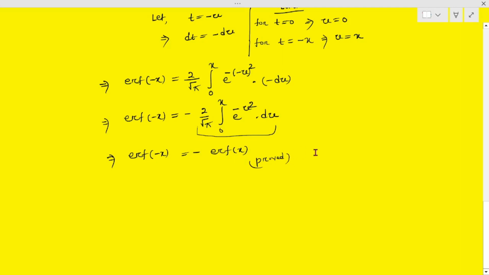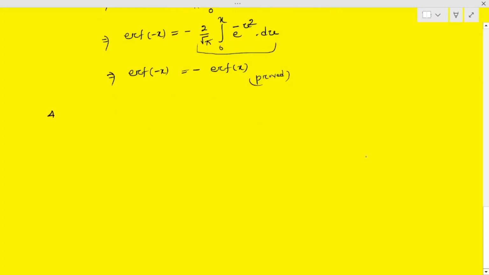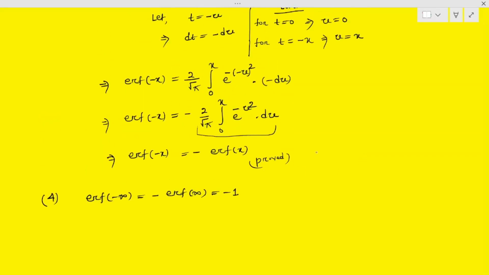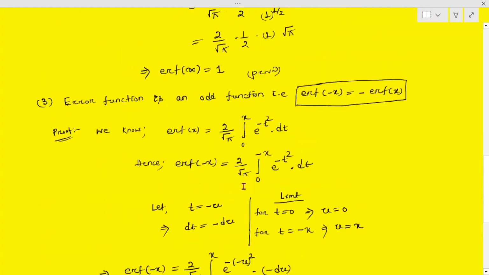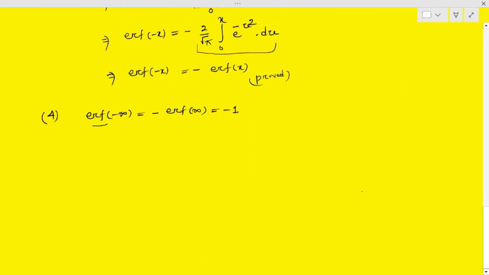Now we are going to go for our next property or characteristic number 4, that error function of minus infinity is equal to minus of error function of infinity, which will be minus 1. This is straightforward, already we have proved here: error function of minus x equal to minus of error function of x, and error function of infinity we have already proved is 1. So error function of minus infinity will be minus of error function of infinity, and error function of infinity we found 1. So this value will be minus 1.